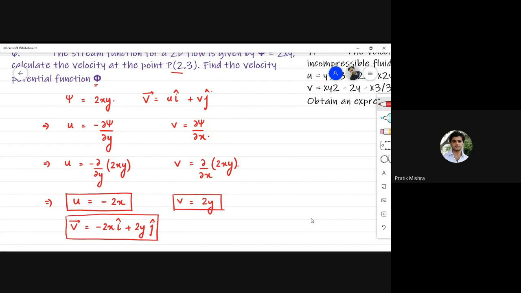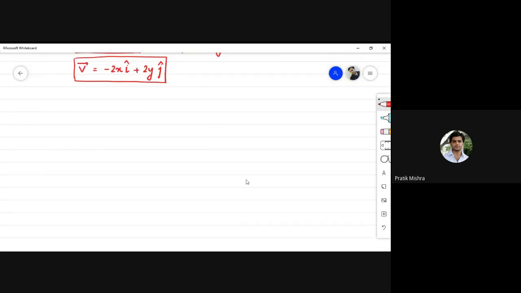तो एट पॉइंट 2, 3 our velocity comes out to be, at point 2, 3, velocity vector is equals to minus 4 times i cap plus 6 times j cap. This is our velocity at point 2, 3. So at point P, velocity Vp vector is minus 4i plus 6j.